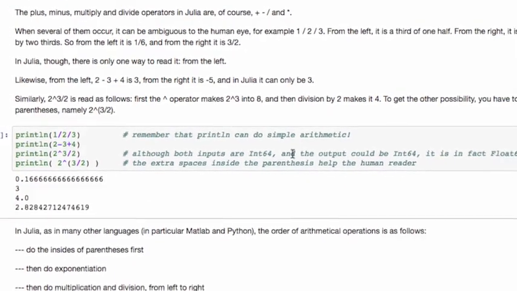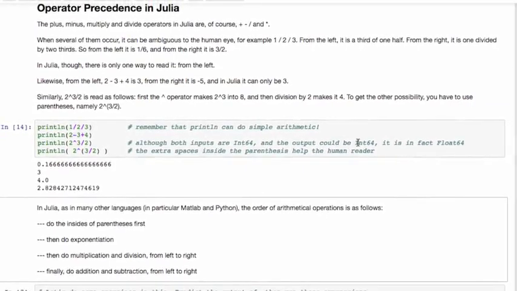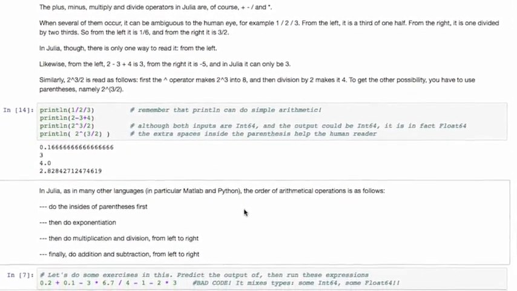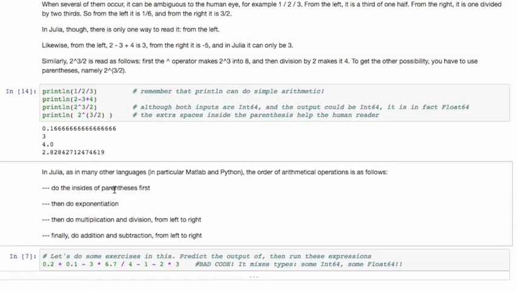I'm having some type comments here. Don't worry too much. We will talk much later about type. Int64 is a type. Float64 is a type. They will turn up later again. So the order of arithmetical operations then. The order of precedence. First, we do the parentheses. So anything in parentheses done first. 3 over 2 before we do exponentiation. Then we do exponentiation. So 2 to the 3 is done before we do division by 2.